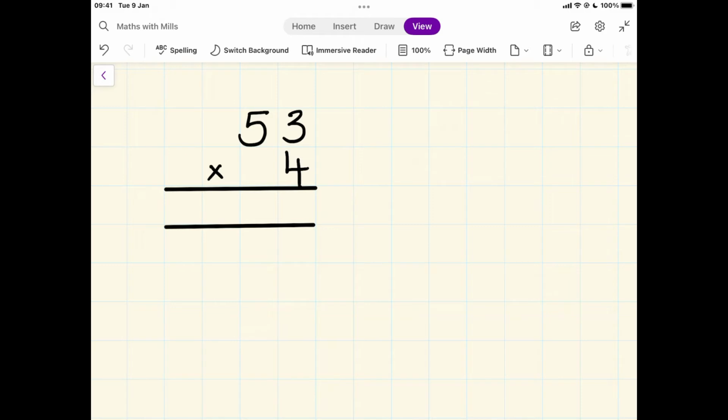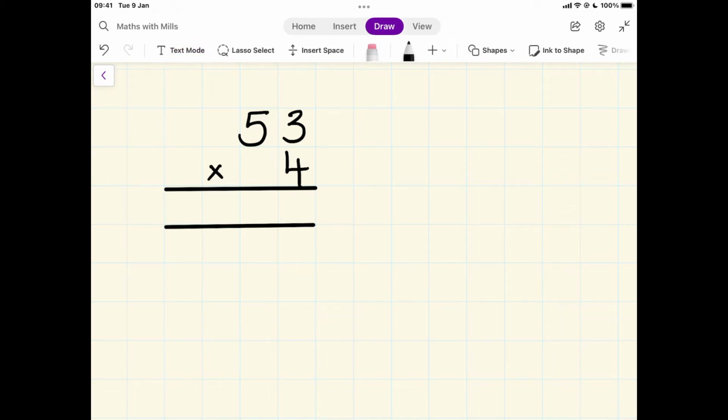I start by taking my 4 and multiplying it by 3. 4 times 3 is 12. So I'm going to write 12 underneath. The 2 in the box, and I carry the 1 over because remember, only one digit can go in each square. Next, I'm going to do 4 times 5.